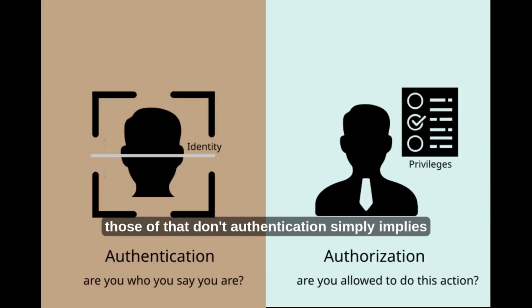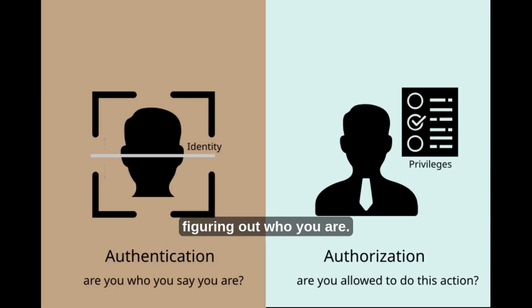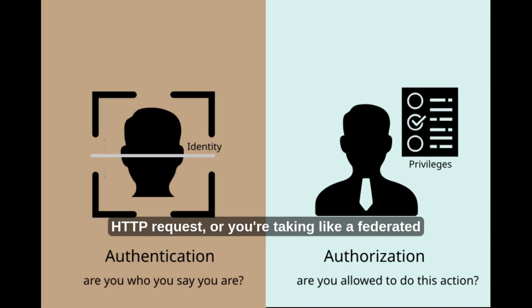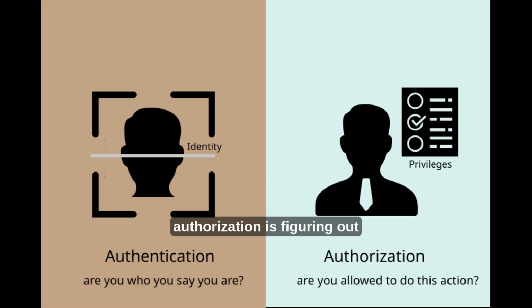For those of you that don't know, authentication simply implies figuring out who you are. It takes in the most common things, like a username and a password, a cookie in an HTTP request, or a federated identity in the form of a trusted party like Google Auth, those kinds of things. Then authorization is figuring out what the user is allowed to do within the application.